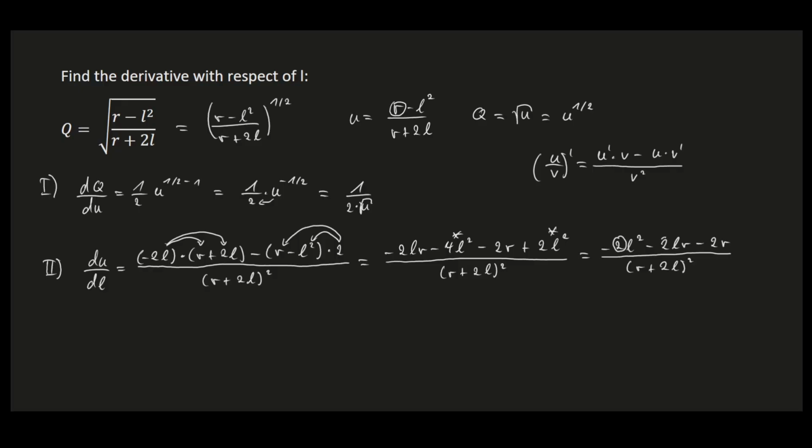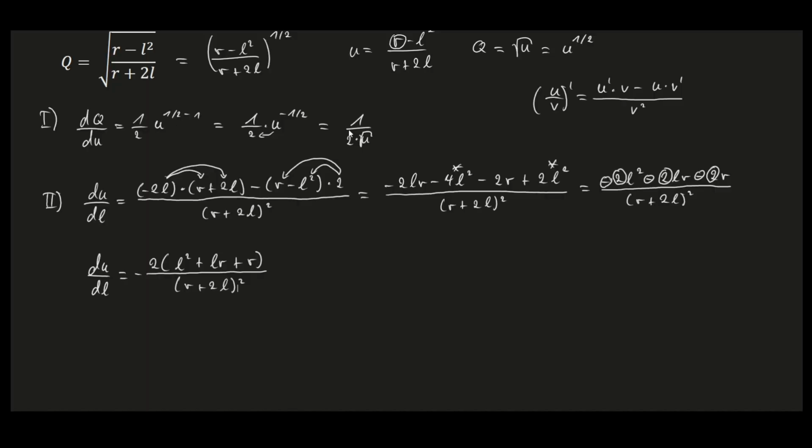In the next step, we can factor out the minus 2, so that du over dl is minus 2 in parentheses, l squared plus lr plus r, over r plus 2l raised to the power of 2.